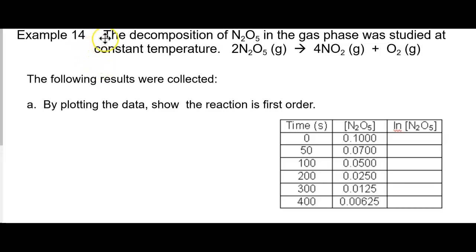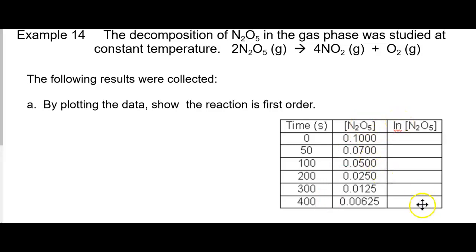Kinetics Example 14. The decomposition of N2O5 in the gas phase was studied at constant temperature. This is the reaction we get. The following results were collected. So data was collected. You should have already graphed this. Okay, but here's the data, the time versus concentration.